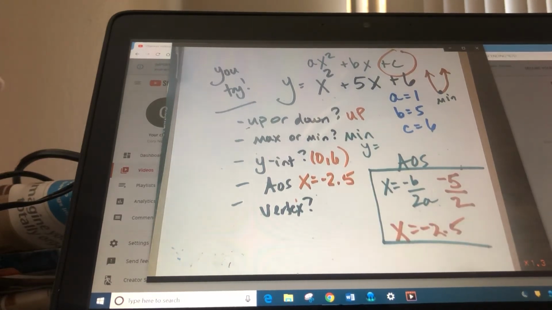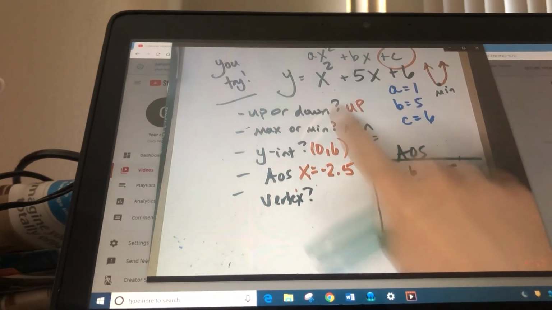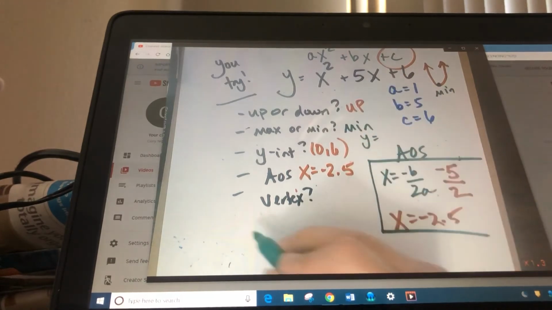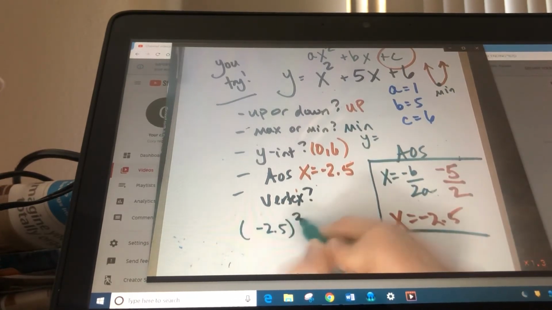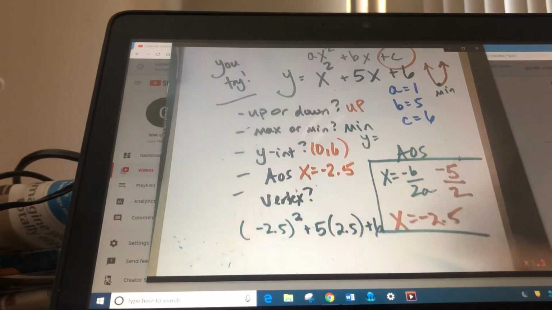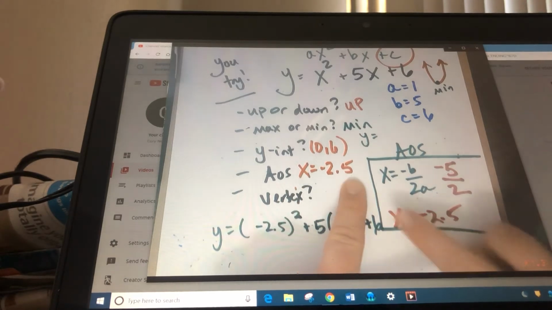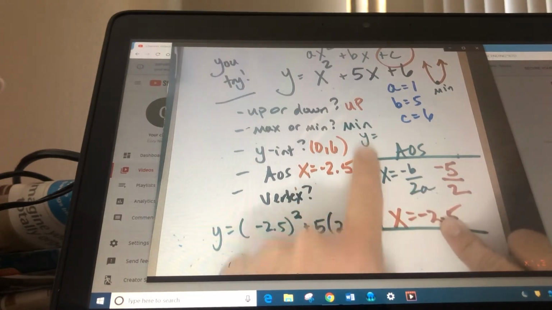And finally, what's the vertex? Remember how we find the vertex? We take this x-coordinate, in this case negative 2.5, the axis of symmetry, and we're going to plug it in up here. Negative 2.5 squared plus 5 times negative 2.5 plus 6. And we write a y equals in front. So we're simply taking that x-coordinate, that axis of symmetry from the formula, and plugging it in.